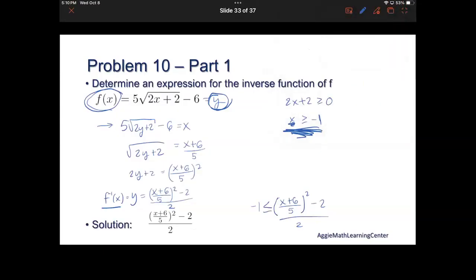Like so. Okay, and then I can solve that. So multiply by 2. Add 2 to both sides. I'm going to come up here. Sorry. Which means 0 is less than or equal to the square root of x plus 6 over 5. And we would need to do this whenever there is a domain restriction on f, to make sure that it's not causing any domain restrictions on f inverse, even if you couldn't see them.